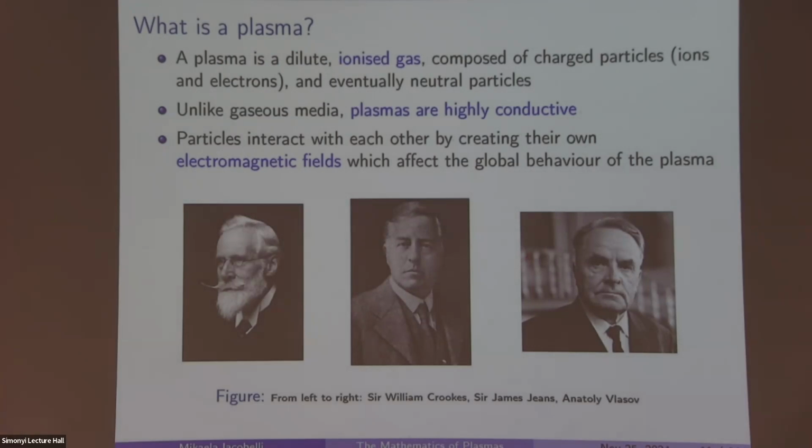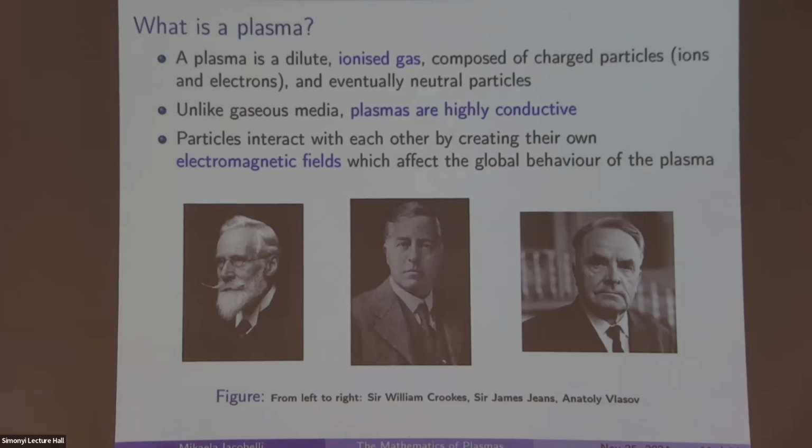And for us, let me just say what the modeling assumptions are. We are considering a dilute gas. So imagine a gas that is so hot that all the electrons are detached from the ions. So you have these very heavy ions and a cloud of electrons around that will move very fast.